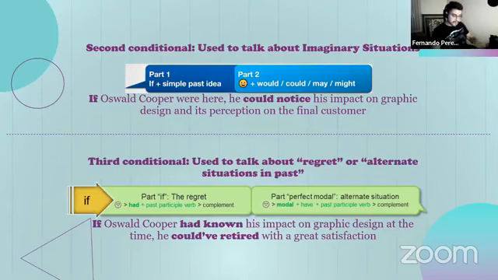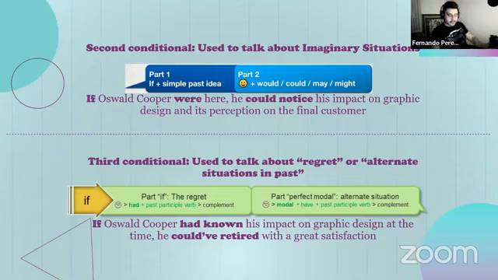We should use the verb in past when you talk about imaginary situations, and we should use the verb in past before past or auxiliary had, whichever you like to use, when you talk about alternate realities, regret, and things that didn't happen. Any question?